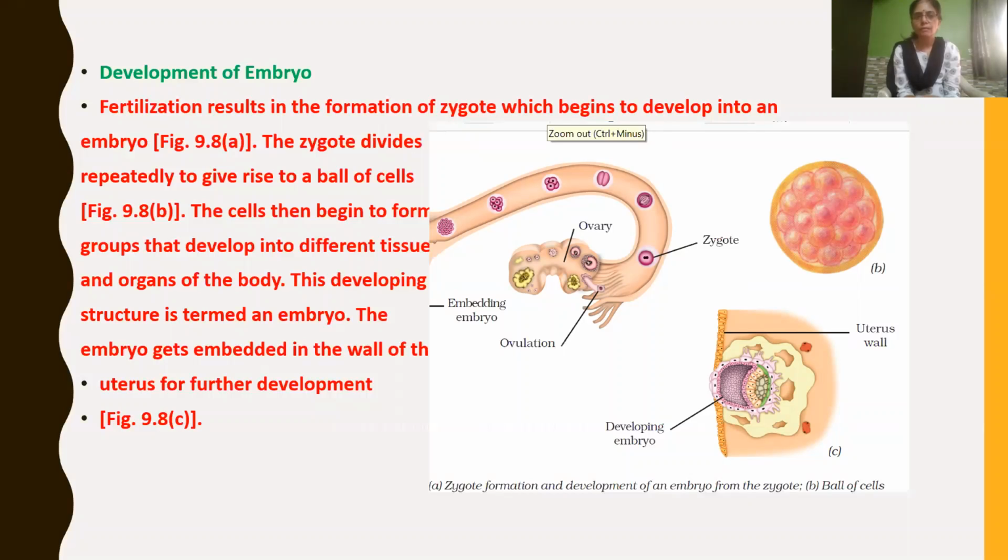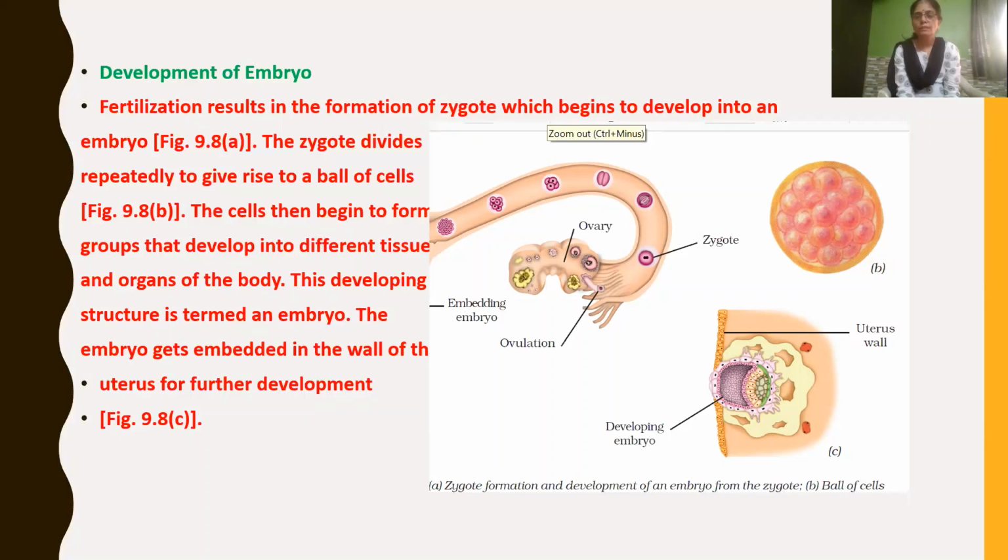You can see in the first figure A, the zygote divides repeatedly to give rise to a ball of cells, that is figure B. You can see the ball of cells. Then cells begin to form groups of cells together. They develop into tissues, and tissues group together to form organs of the body. This developing structure is what we call an embryo.